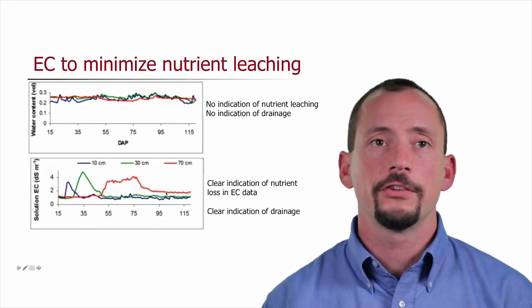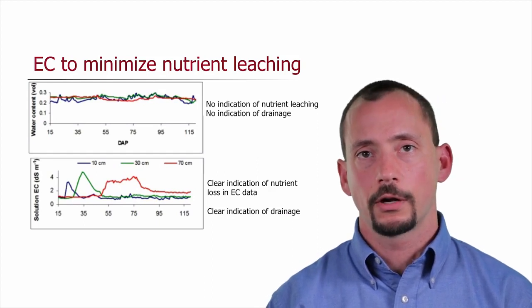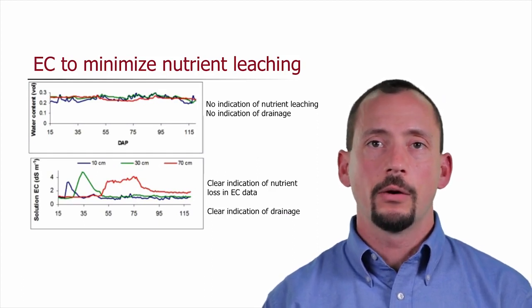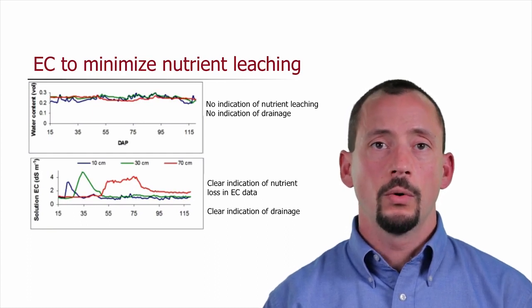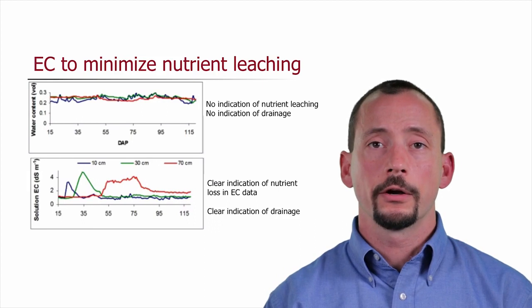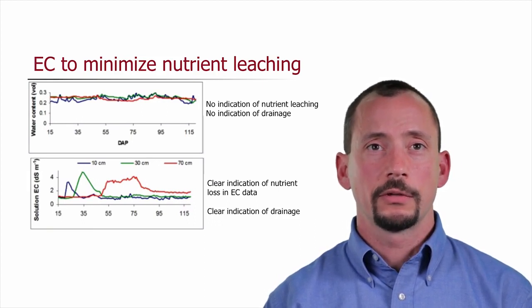So if you have this electrical conductivity measurement along with the volumetric water content measurement, then you have now a clear indication of nutrient leaching, and you know pretty darn well that you're pushing water past your root zone and getting quite a bit of drainage through that system.